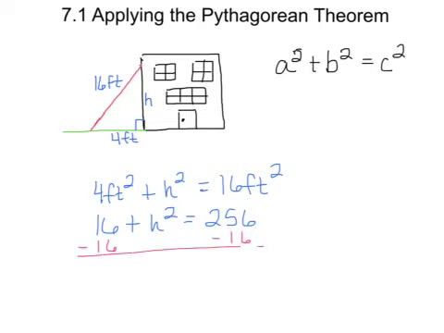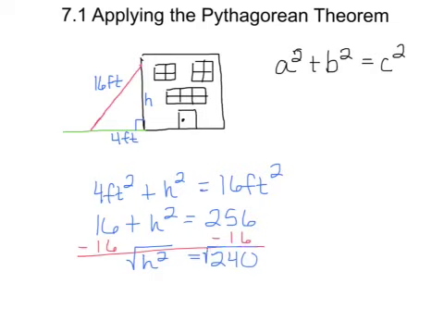Then I'd end up getting h squared, bringing that down. 256 minus 16 is 240. And then finally, I want to get rid of this squared, and so I want to get h just by itself. And so in order to do that, I have to take the square root of h squared. And because I did it on the left side, I'll do it on the right side.